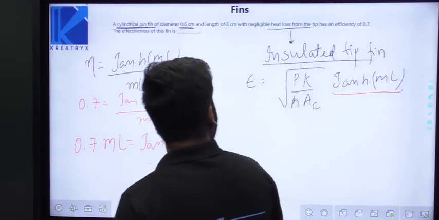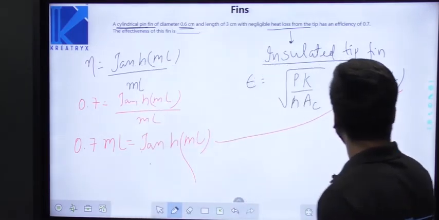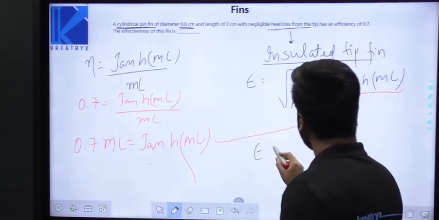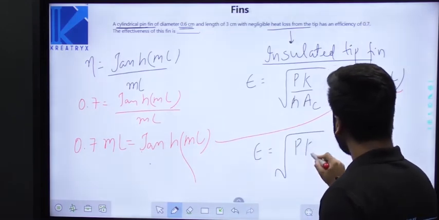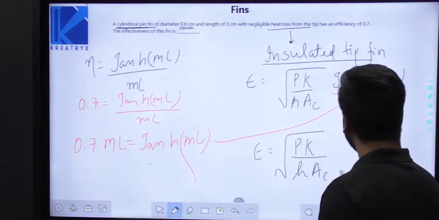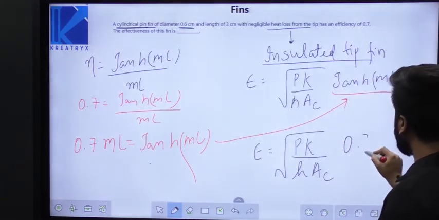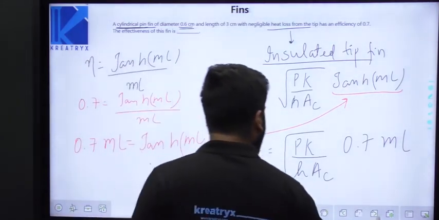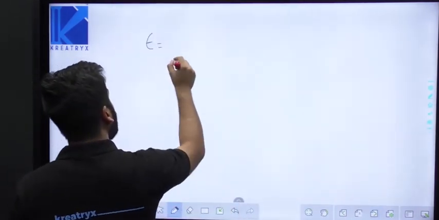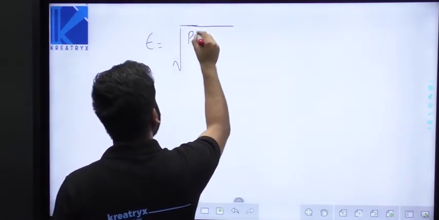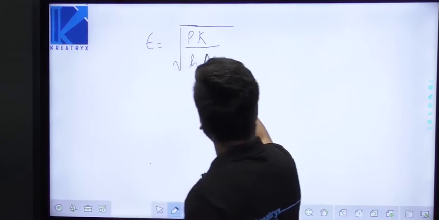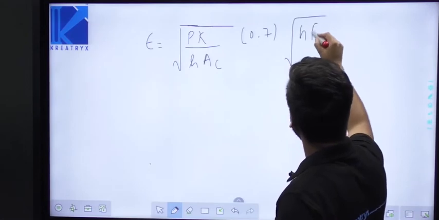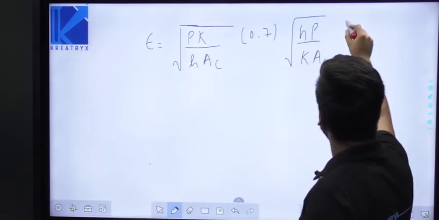This I am putting here. So effectiveness becomes root pk by hAc, tanh(ml) is 0.7 ml. Great. I put the formula of m. Effectiveness will be equal to root pk by hAc times 0.7 m, where m is root hP by kAc, and I guess it was L here.